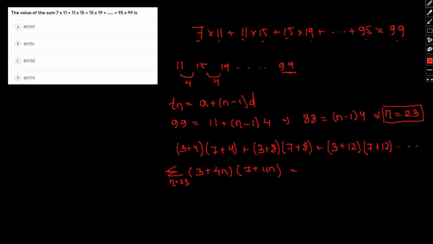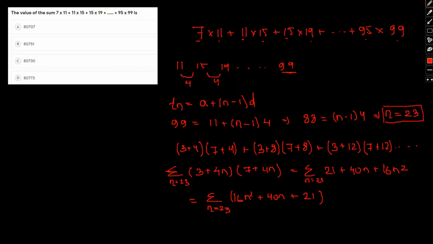Now if I further try to solve the same, we can write this as 21 plus 28n plus 12n, so 40n plus 16n square. Or we can write summation for n equal to 23 of 16n square plus 40n plus 21. Okay, so this is our entire expression.